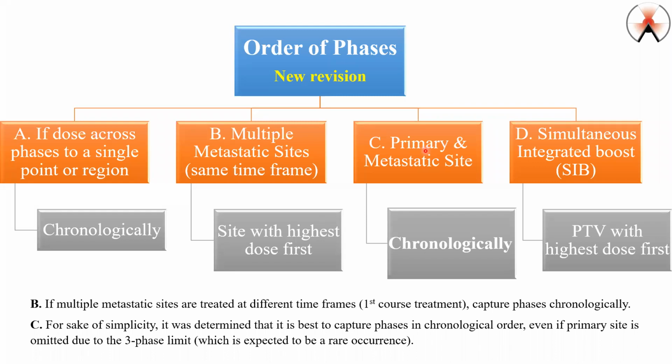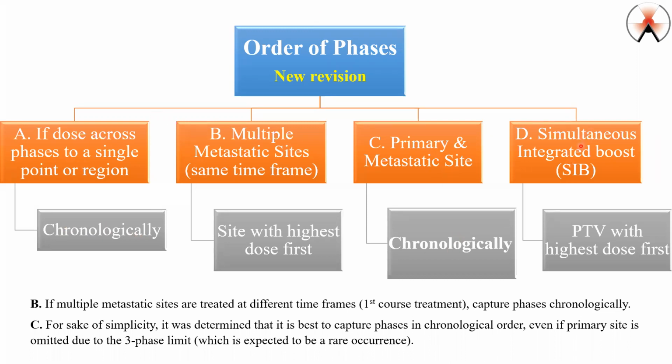Most of the cases you're going to run into are going to fall into this A category because a lot of the patients come in just for curative intent. So we're not talking about metastatic sites yet. So just do it chronologically. But if you have primary and metastatic sites, also chronologically.